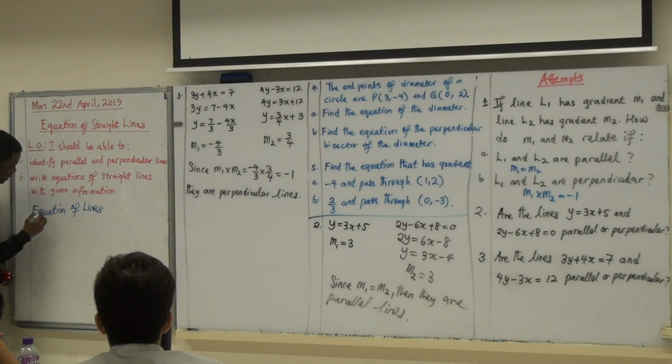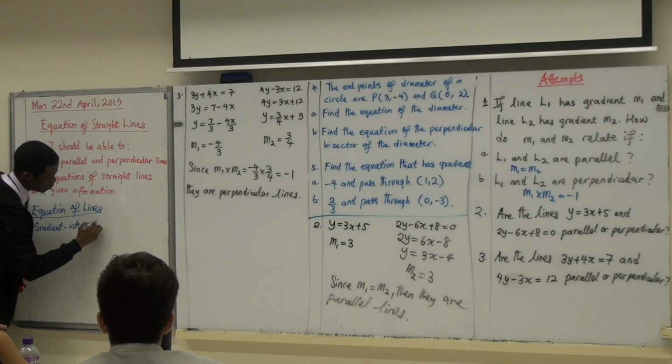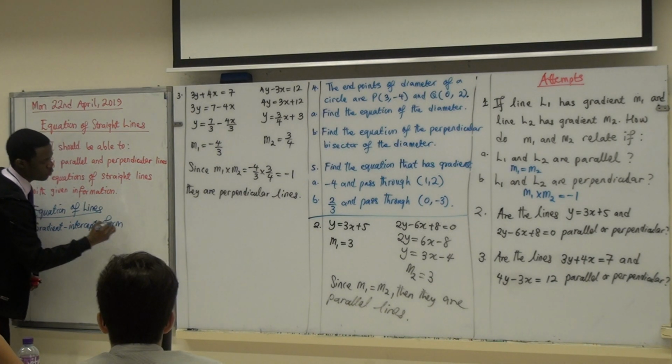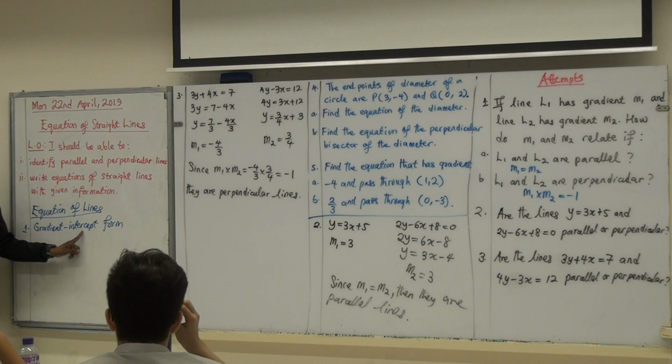There are ways of finding the equation of a line. One way, what she has talked about, we call it gradient-intercept form. What that means is, for you to find the equation of a line in this form, you must know the gradient and you must know the y-intercept.